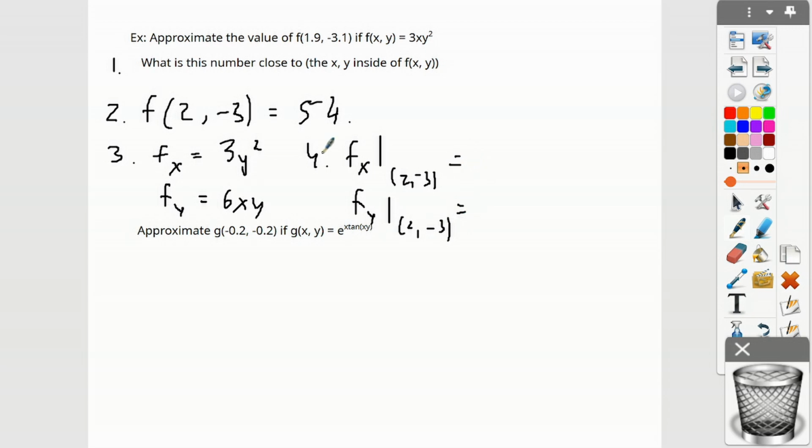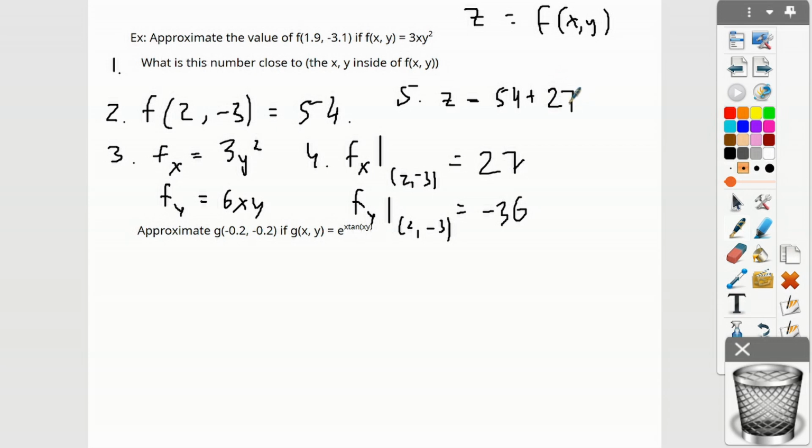So what's f_x at (2, -3)? It's 27. And what's f_y at (2, -3)? It's negative 36, right? So those are big numbers. Now step 5, write the equation down. I'm going to say z is equal to f(x, y). And then I'm going to say z is equal to z0, 54, plus 27 times (x minus x0).